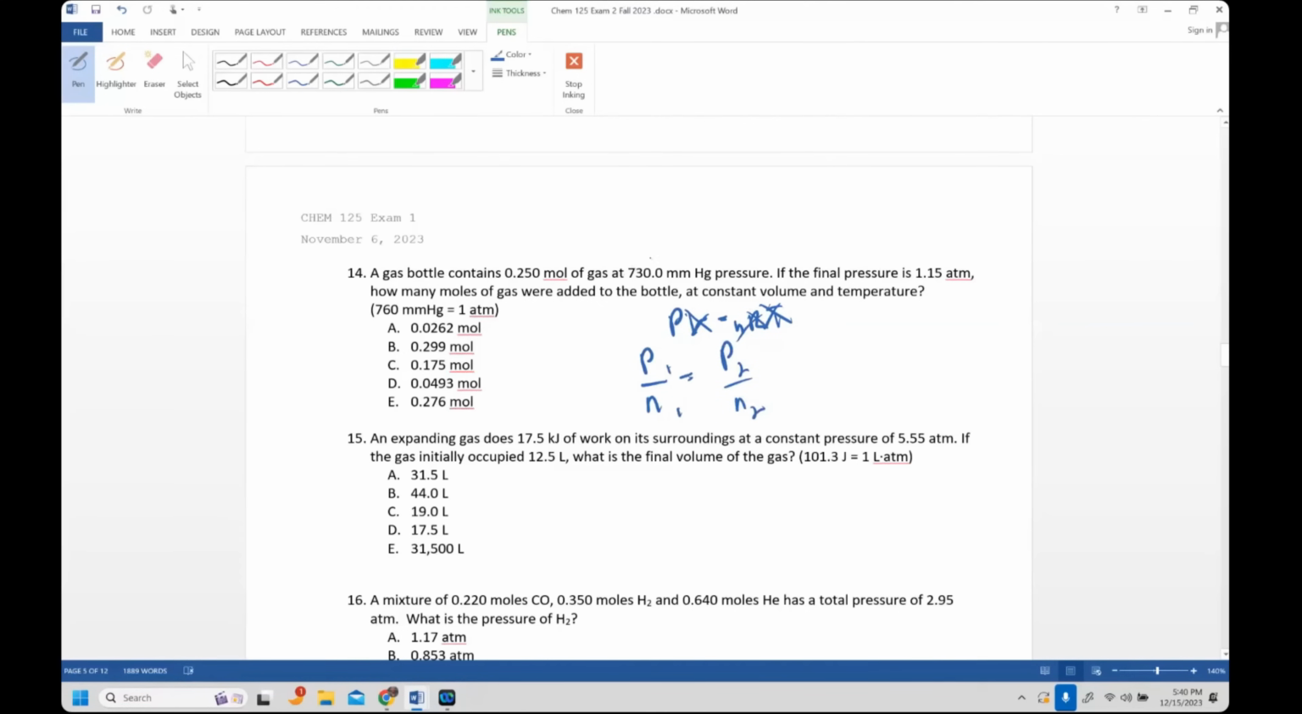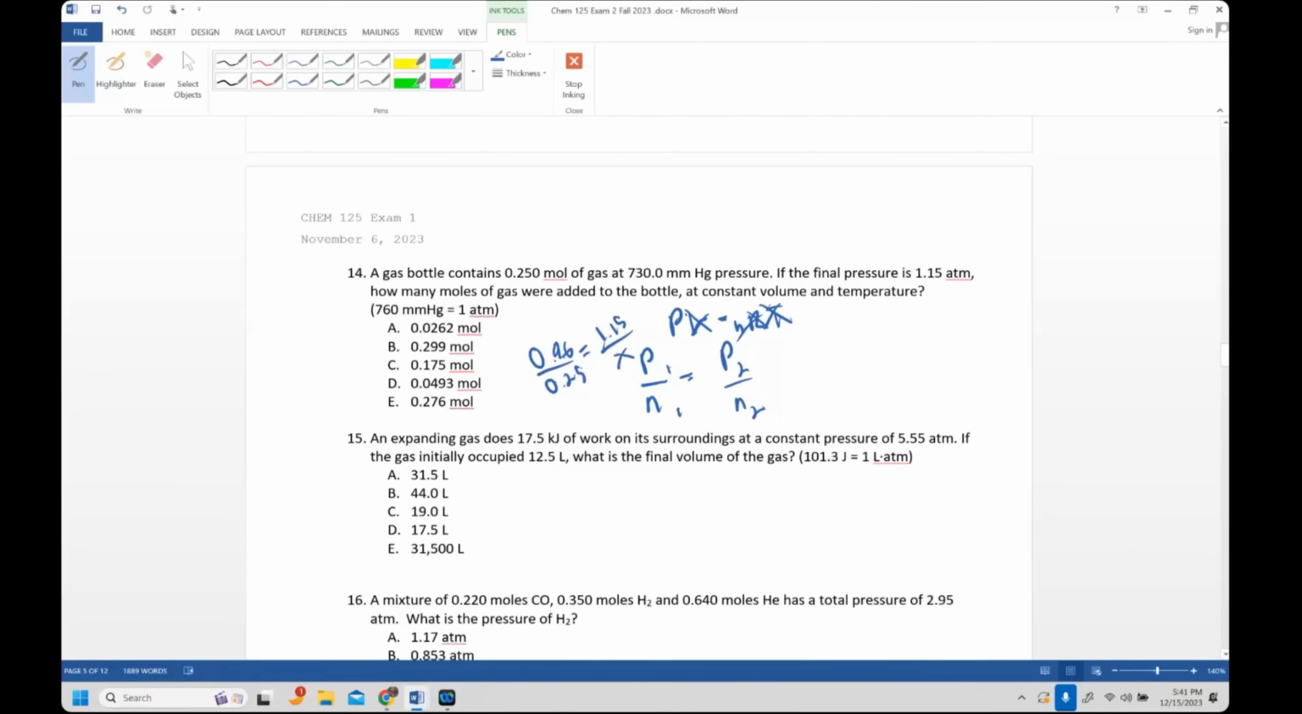Now we're given that 730 is in mmHg, and we know that 760 mmHg is 1 atm. If we divide 730 by 760, we get 0.96 atm. So 0.96 divided by 0.25, which is your initial moles. We're being asked, if the final pressure is 1.15, how many moles were added? Okay, so we can find X. Let's find X first.